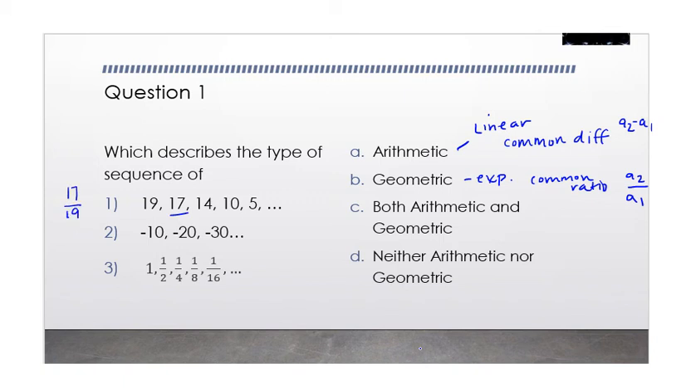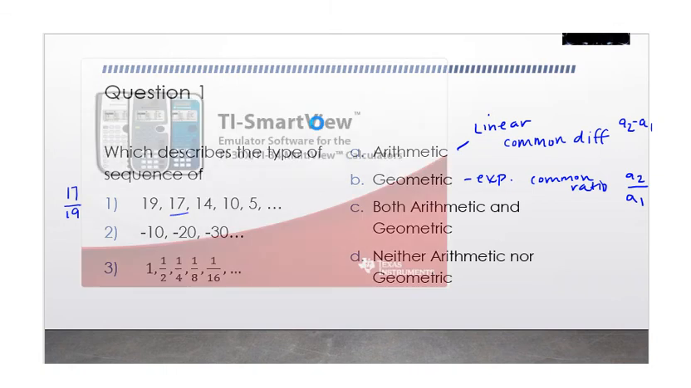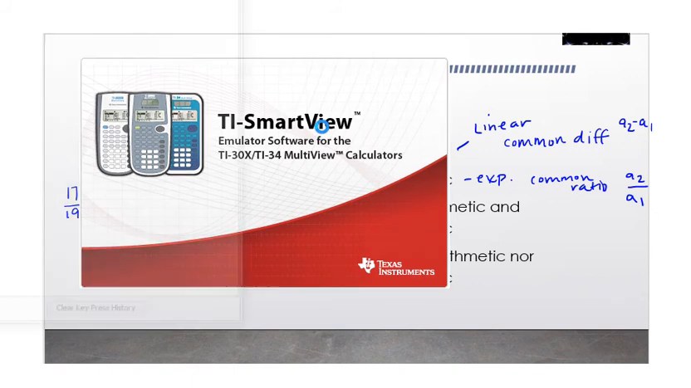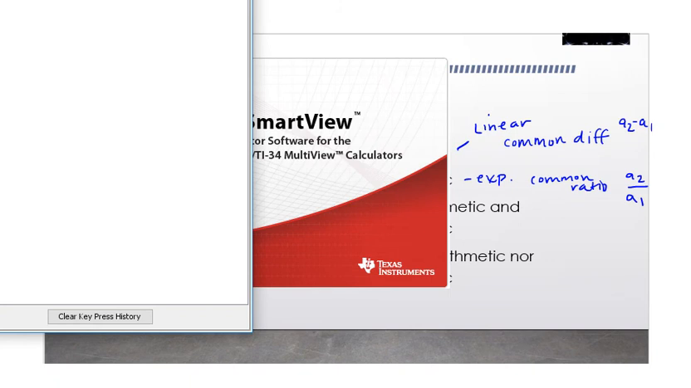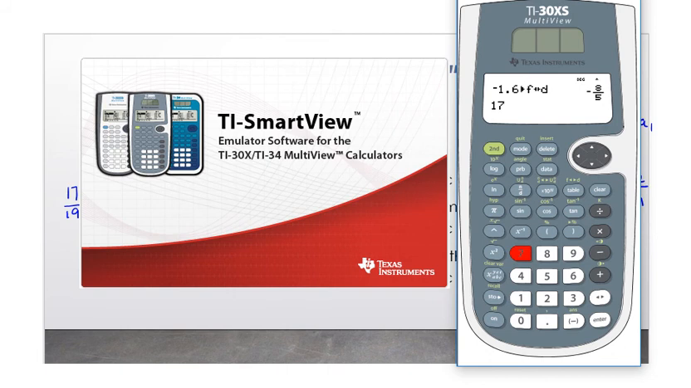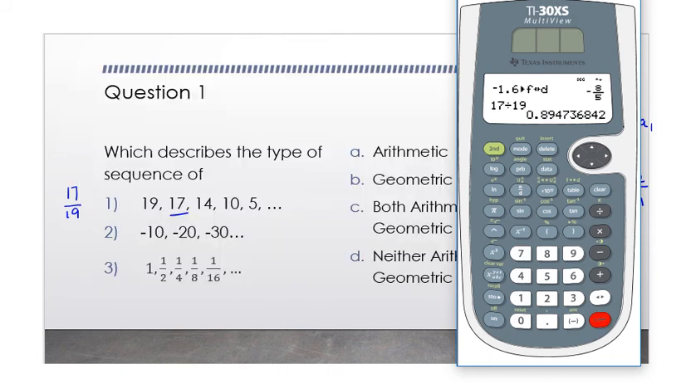So if we did 17 over 19, and I look to see what that equals as a decimal, let me pull up my calculator here. 17 over 19 gives me 0.89. If I look at the next two in the sequence, 14 divided by 17, the third term divided by the second term, I get 0.82. So we see that those are not the same ratio when we divide.